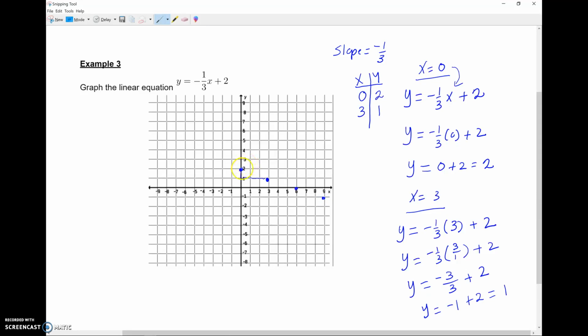And then we're going to repeat the process. Go up 1 over 1, 2, 3, and repeat this going up 1 over 3 each time. And you notice we have all the points across the coordinate plane. So we're going to go ahead and connect all the points.